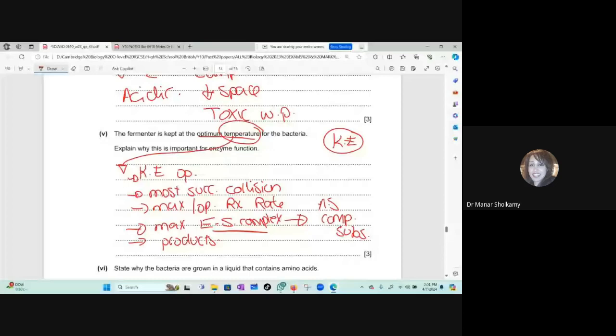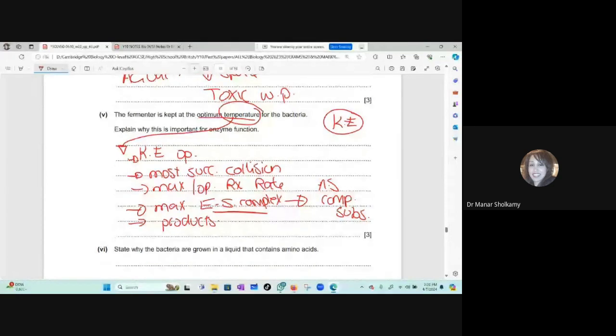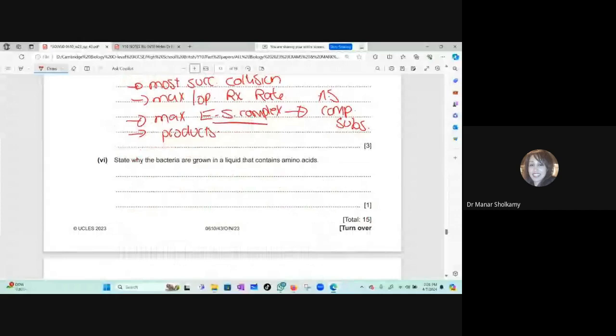So, optimum temperature means the best kinetic energy for the fastest reaction, the best successful collisions, and the best enzyme substrate complex. Also mention enzyme substrate complex. How does it happen? The enzyme has an active site that is complementary to the shape of the substrate. Write it down. Most products, the enzyme is happy, the active site is complementary, it will fit with the substrate. Write everything you know about enzymes.